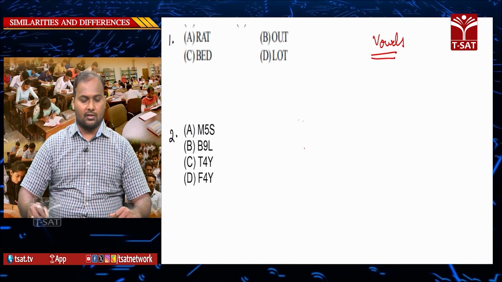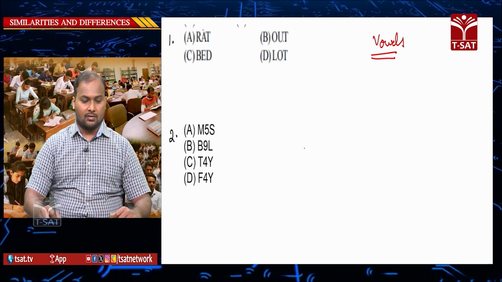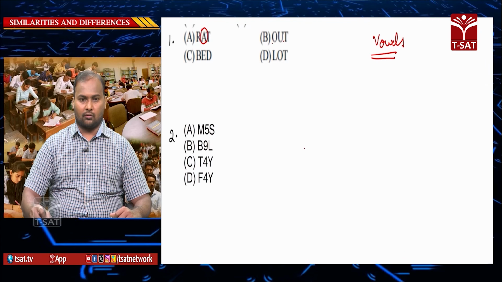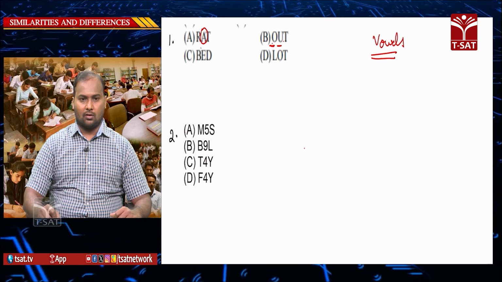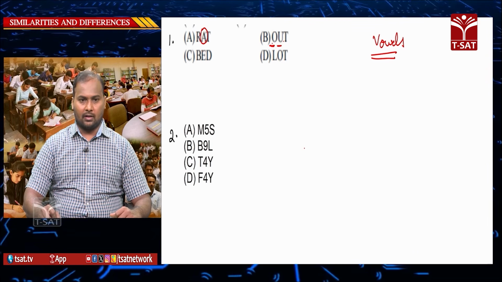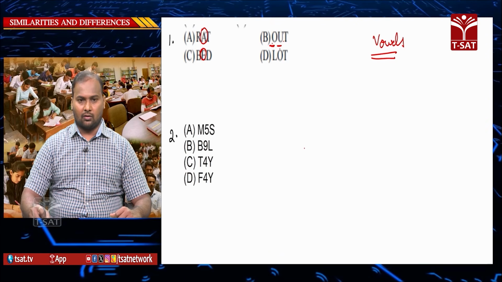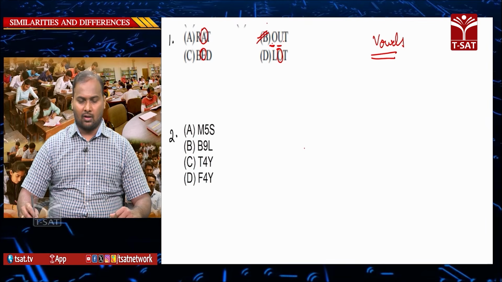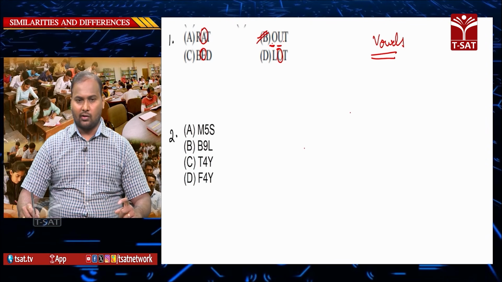In option A, RAT, where is the vowel? The center is the vowel. In option B, OUT, there are two vowels, one is O, the other one is U. In option C, BED, again the vowel is at the center. In the same way, LOT, the vowel is at the center. So, what is the answer? B is the answer.